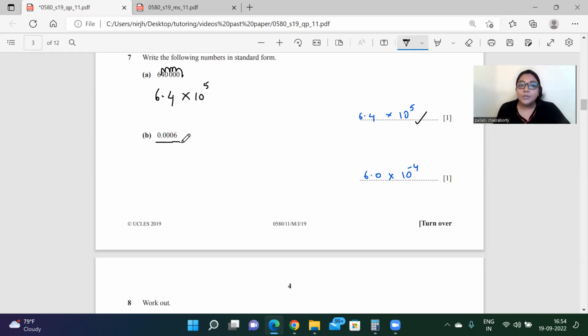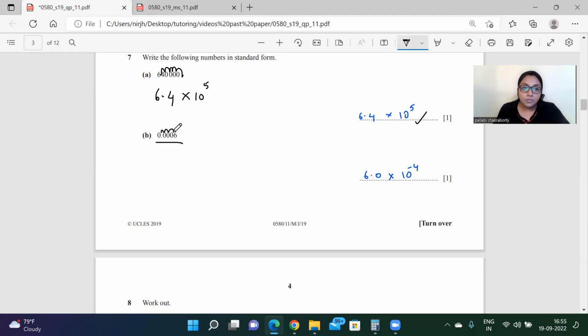Second question, you have 0.0006. Now this time the point is already given. And remember, although we say that zeros after the point don't have a value, that is only if there is no other number following them. So over here, after the 3 zeros, there is a 6. So definitely the zeros have a value, right? So what do we do? We move the point to the right this time. How many places?